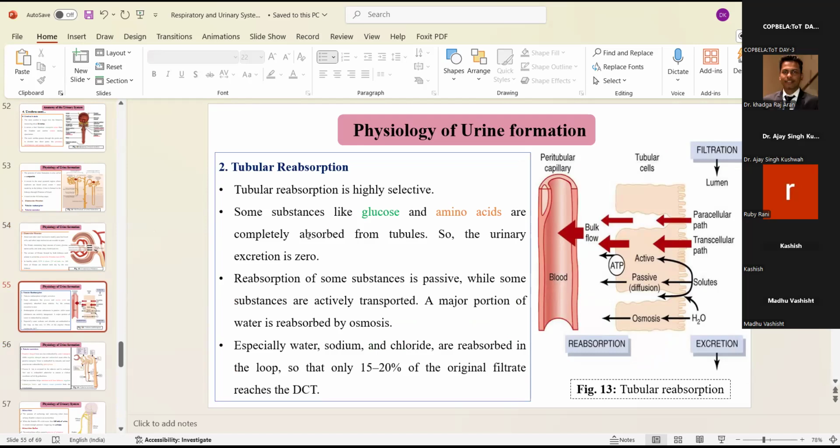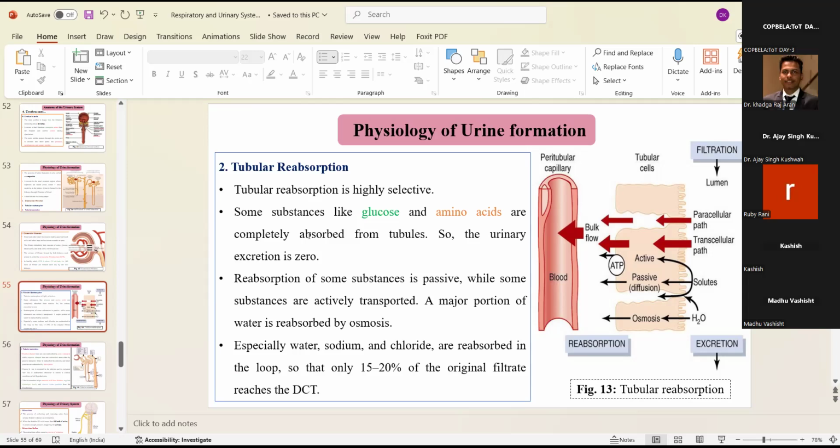It is a very highly selective process, and it includes substances like glucose and amino acids that are completely reabsorbed from the tubular part of the nephron. Reabsorption of some substances is a passive method, and some substances are also absorbed with the help of active transport or active diffusion process. However, water is reabsorbed by the osmosis process from the tubular part of the nephron.